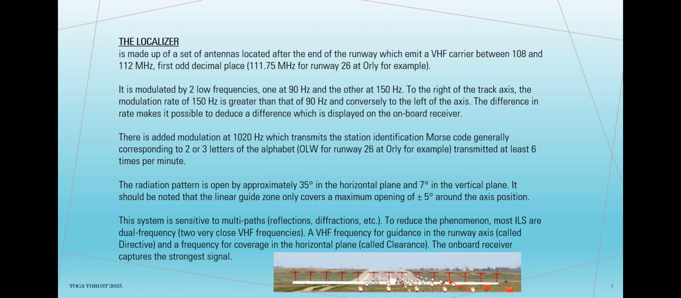This system is sensitive to multipaths, reflections, diffractions, etc. To reduce the phenomenon, most ILS are dual frequency, two very close VHF frequencies: a VHF frequency for guidance in the runway axis, called directive, and a frequency for coverage in the horizontal plane, called clearance. The onboard receiver captures the strongest signal.